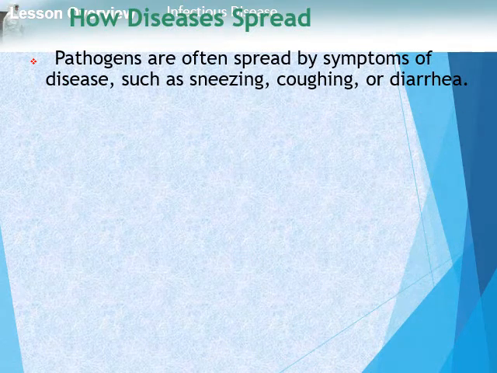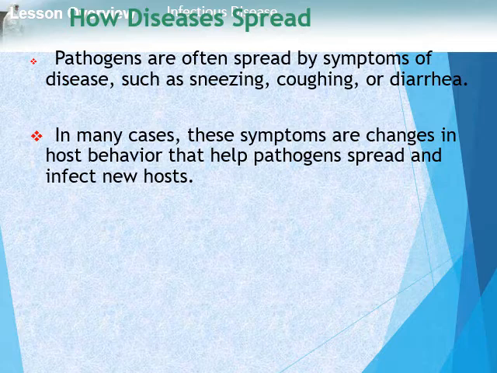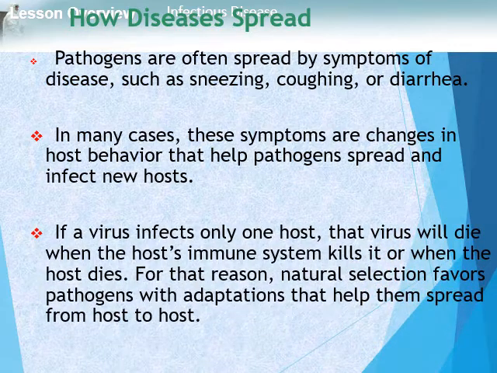Pathogens are often spread by symptoms of disease such as sneezing, coughing, or diarrhea. In many cases, these symptoms are changes in host behavior that help pathogens spread and infect new hosts. If a virus infects only one host, that virus will die when the host's immune system kills it or when the host dies. For that reason, natural selection favors pathogens with adaptations that help them spread from one host to the other.